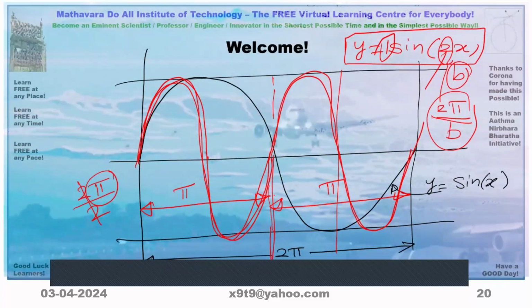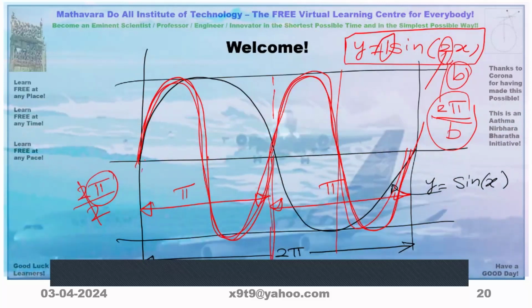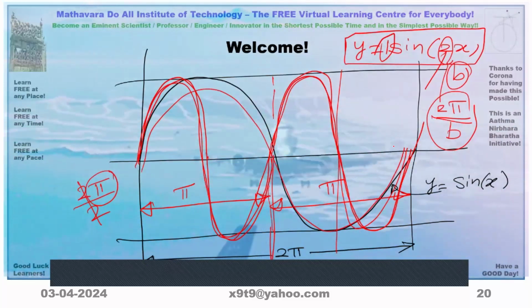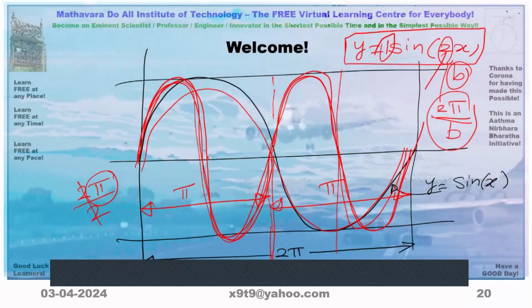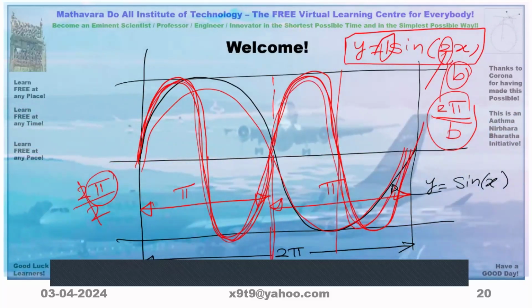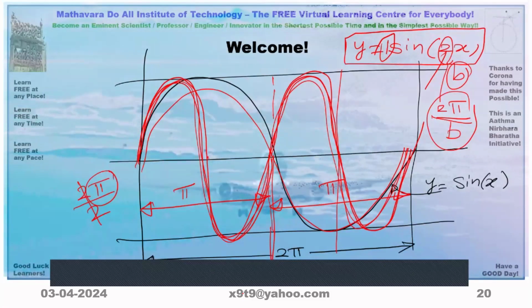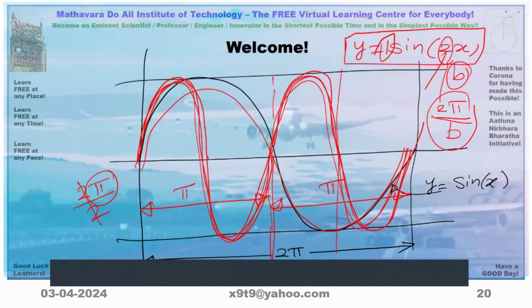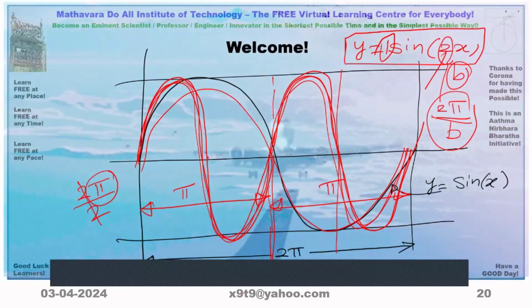This is one period. The same period repeats again here. So instead of one single pi coming this way, one period, it has become half of the period. So there will be 2 such cycles. You are able to follow? Yeah.